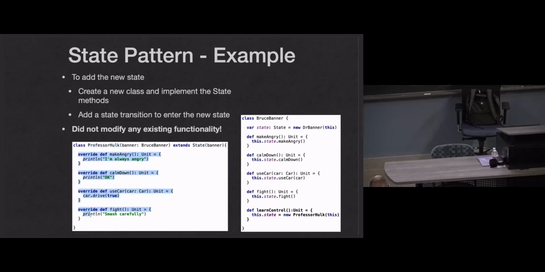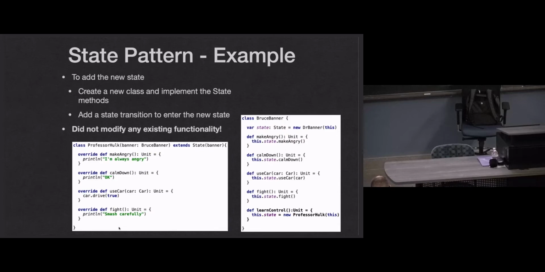And then we implement these four methods for Professor Hulk, and we're doing the same thing we did before. What should Professor Hulk do when you make him angry? What should Professor Hulk do when you calm him down? What should Professor Hulk do when he uses a car? He's going to still drive it, but he's going to damage the suspension. And what should he do when he fights? Well, he's still going to smash, but he's going to do it in a controlled manner. He's not going to be out of control. Four different behaviors for these methods, different from the other two classes.